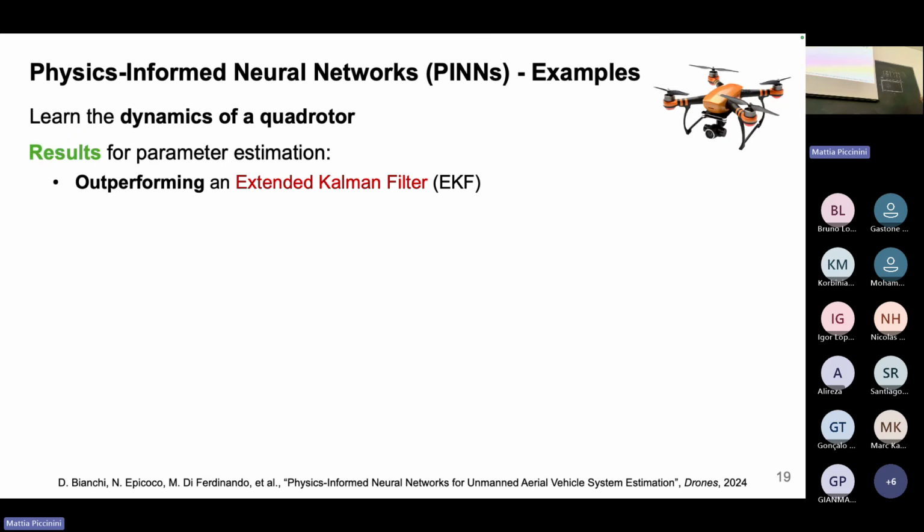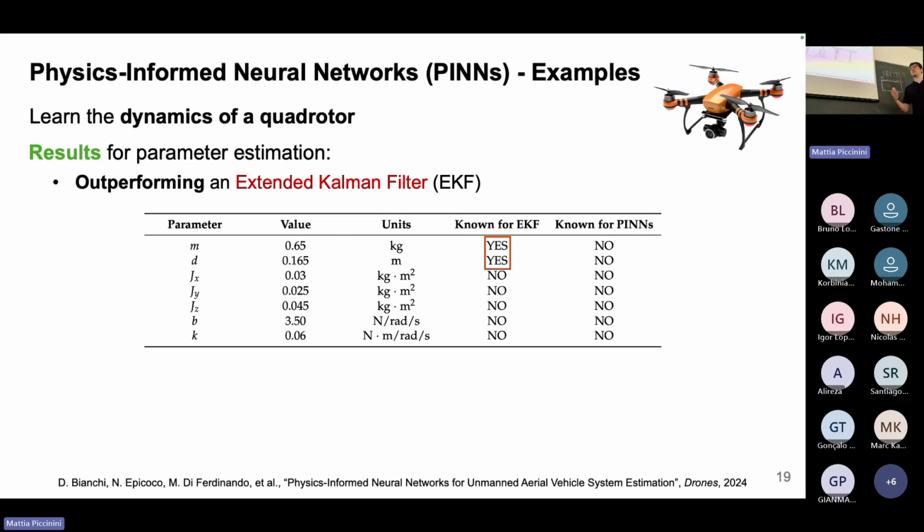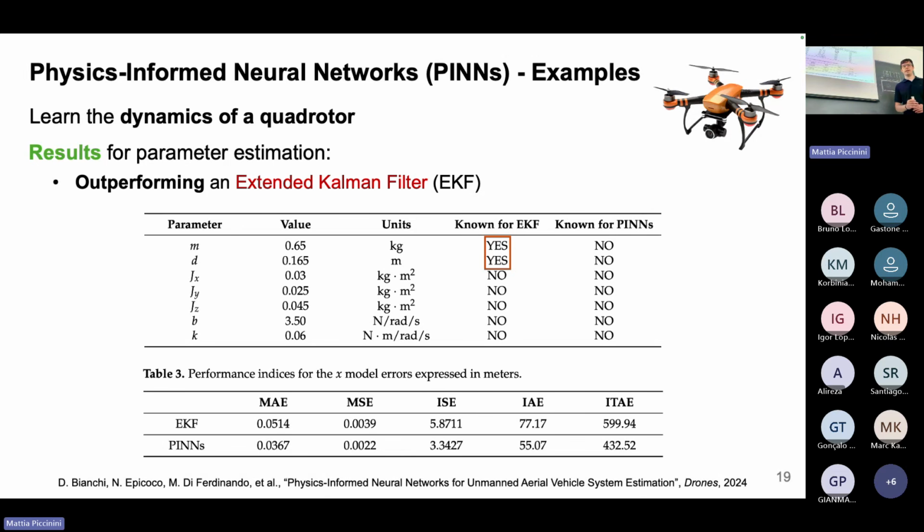In this case, they were showing that with this approach they could outperform an extended Kalman filter to estimate some parameters of their drone, so the dynamics plus some parameters maybe. Actually, the Kalman filter was taking some of the parameters as known, while their model was learning everything, with no known parameters. And they had some metrics showing they could outperform the prediction of the Kalman filter.